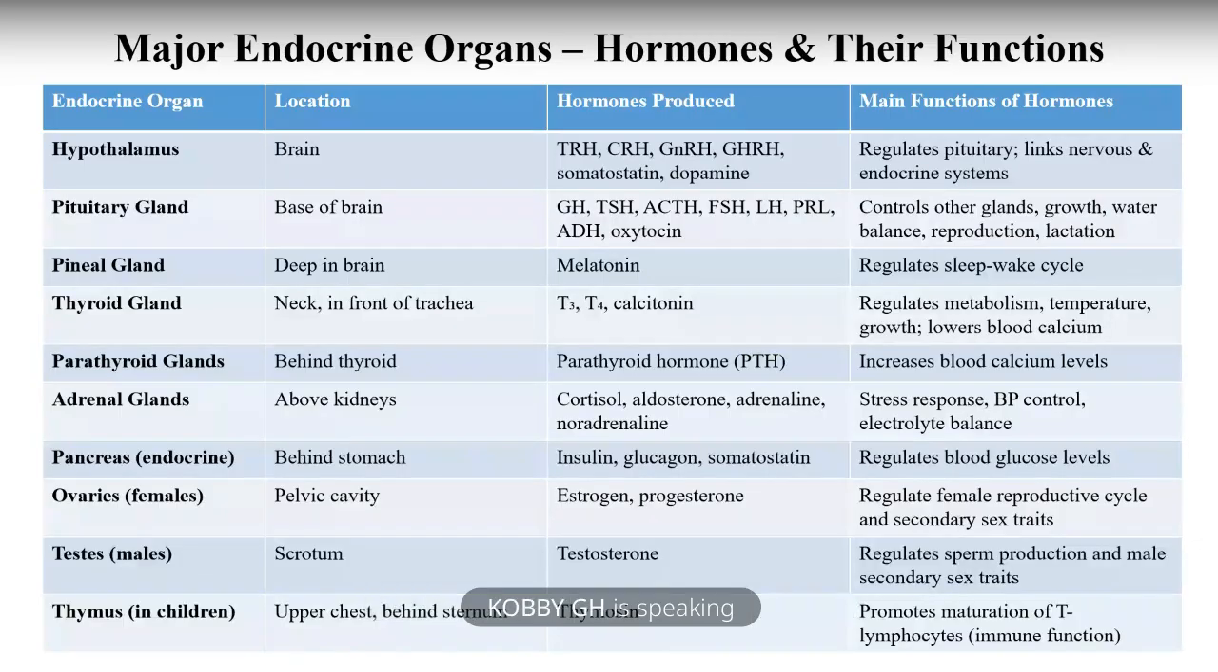Is that okay? So the major endocrine organs, like we mentioned, are the hypothalamus, the pituitary gland, the pineal gland, the thyroid gland, the parathyroid gland, the adrenal glands, the pancreas, the ovaries, the testis, and then the thymus. Where is the hypothalamus located? What's the location of the hypothalamus? In the brain.